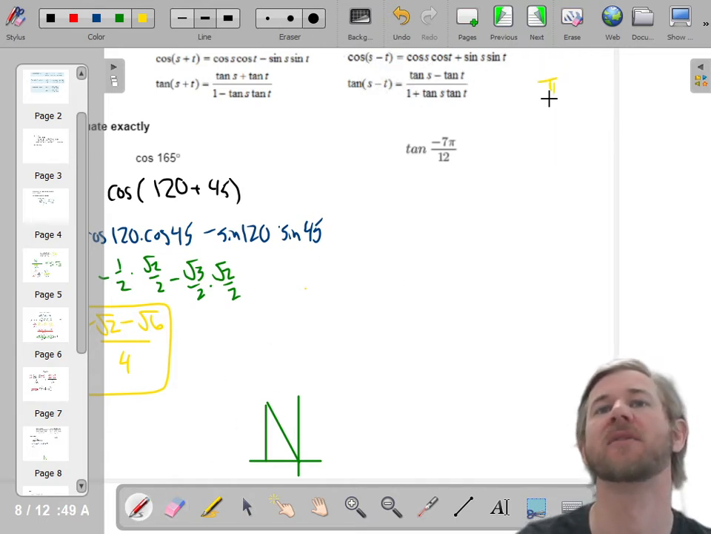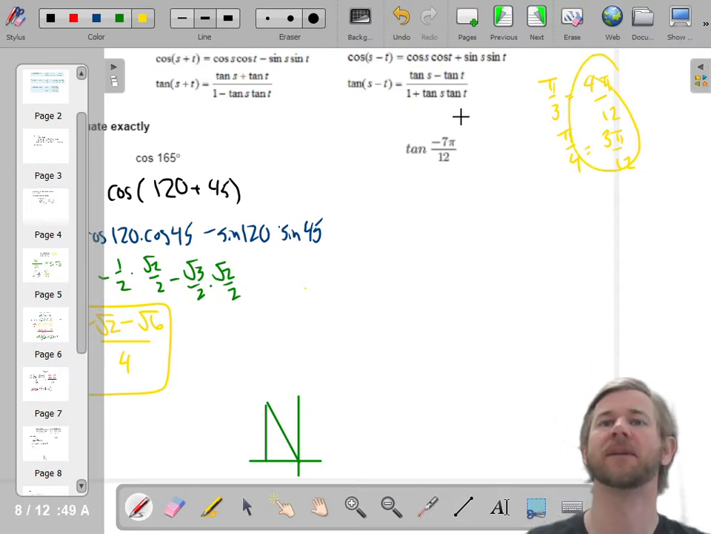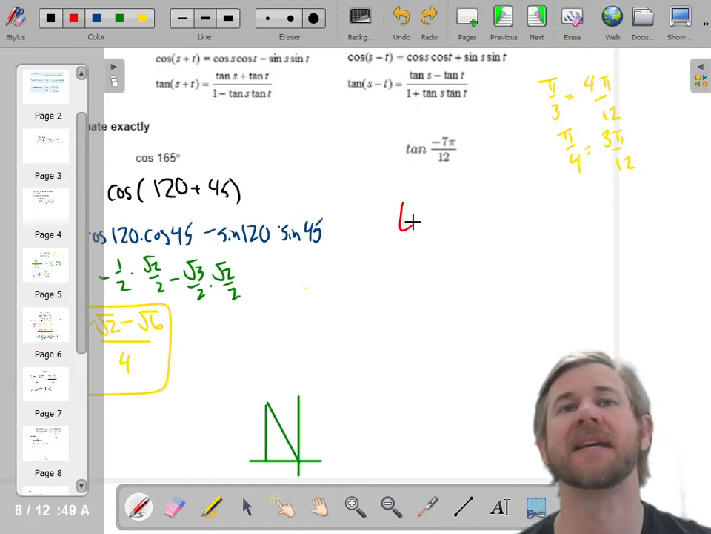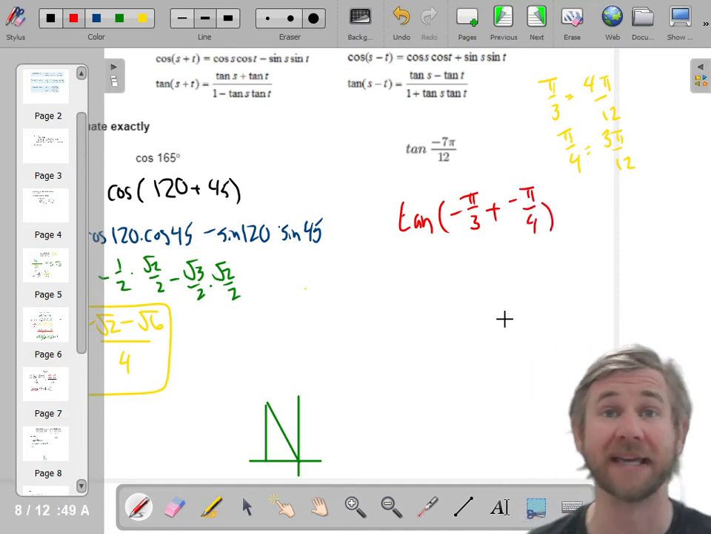We know pi over 3. That would be 4 pi over 12. And pi over 4 would be 3 pi over 12. If I look at those two, like those add to 7. But what if we make them both negative? So we'll take the tangent of negative pi over 3, and I'm going to add negative pi over 4. Now, you can do this several ways.